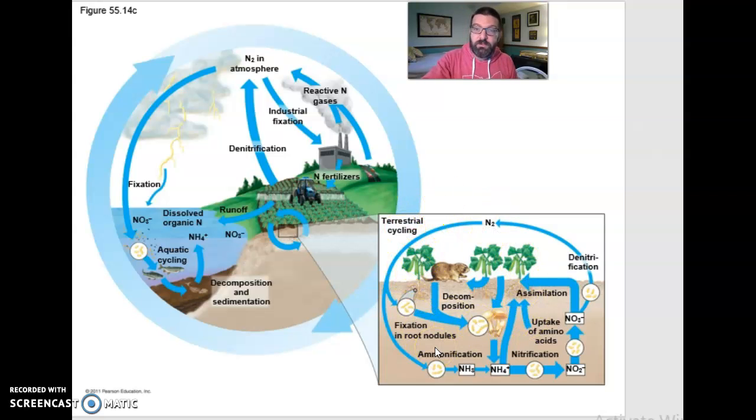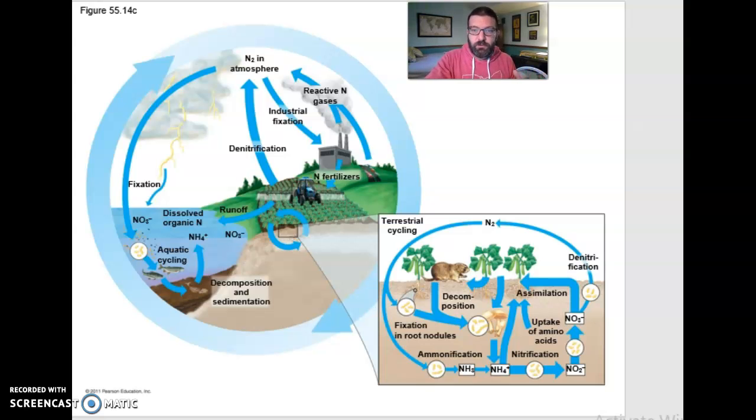Now, we've also messed with this cycle too, in the sense that we have found a way to artificially fix nitrogen using the Haber process. And this is an industrial fixation. We use this to make a lot of inorganic fertilizers, right? Artificial fertilizers, I should say. And we also put a lot of nitrogen back into the atmosphere through reactive gases, through industrial processes.